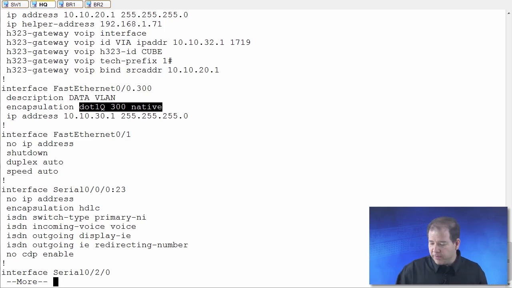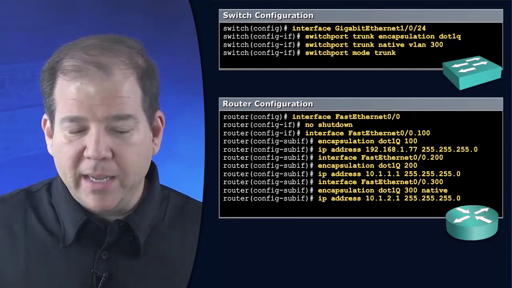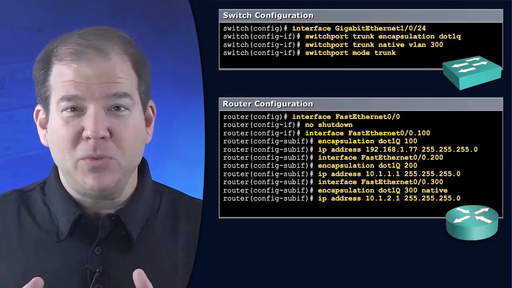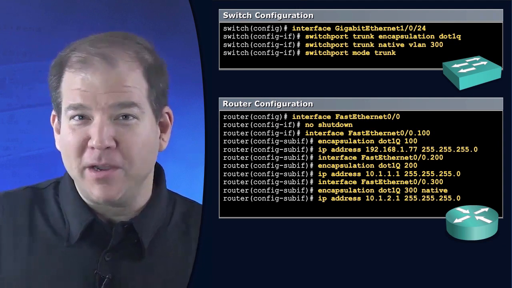Well, that's a look at how we can go in and configure a router and a switch for a router on a trunk configuration.